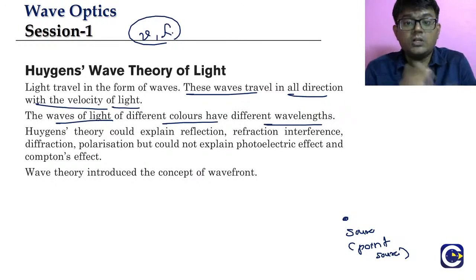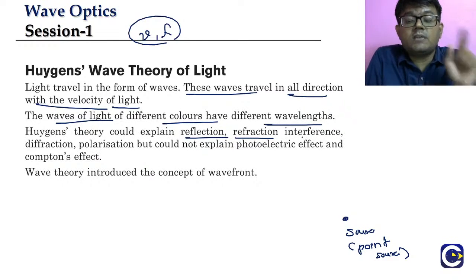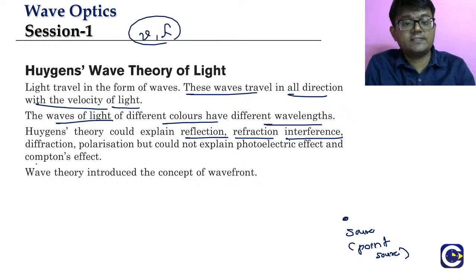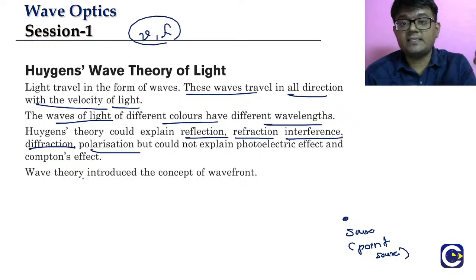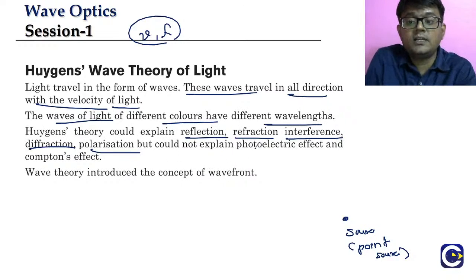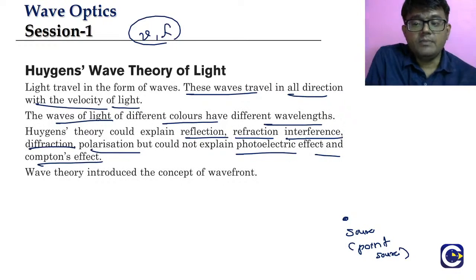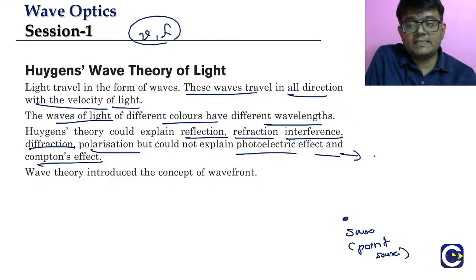And Huygens's theory was also able to explain basic phenomena like reflection and refraction. Other than those two, this theory was able to explain interference, diffraction, and polarization. But it fails in exactly those cases where the corpuscular theory is successful. What are the places where the corpuscular theory is successful? It is the photoelectric effect and the Compton effect. So for these two effects, maybe you can check again. We have discussed these in the modern physics chapters.